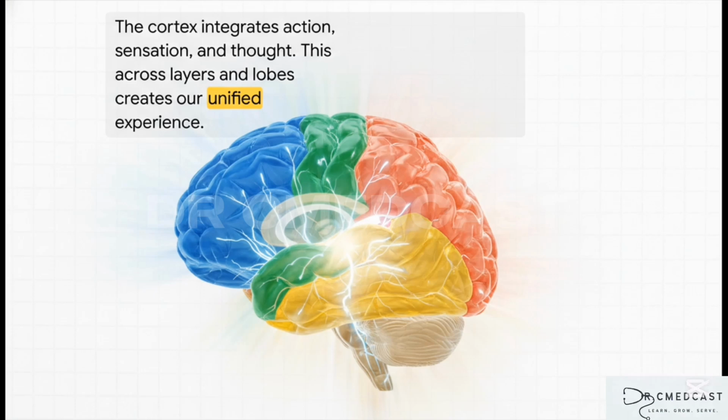So, the crucial takeaway here is this magnificent integration. It's the constant, high-speed communication across these 6 layers and between these 4 lobes that creates our unified experience of reality. Your ability to see a face, hear a name, feel an emotion, and decide to act, it's all a product of this incredible biological network.